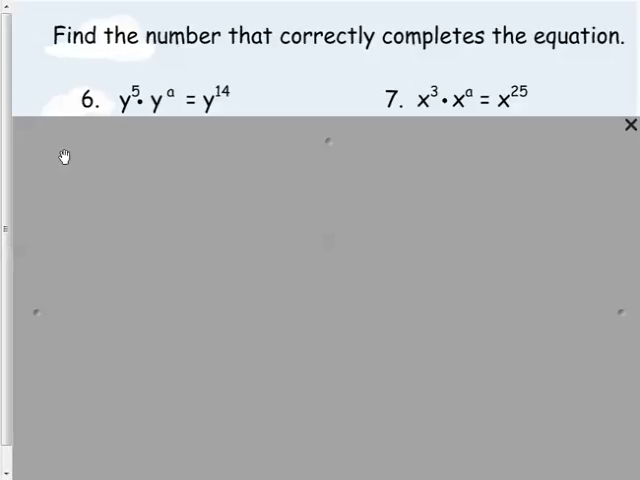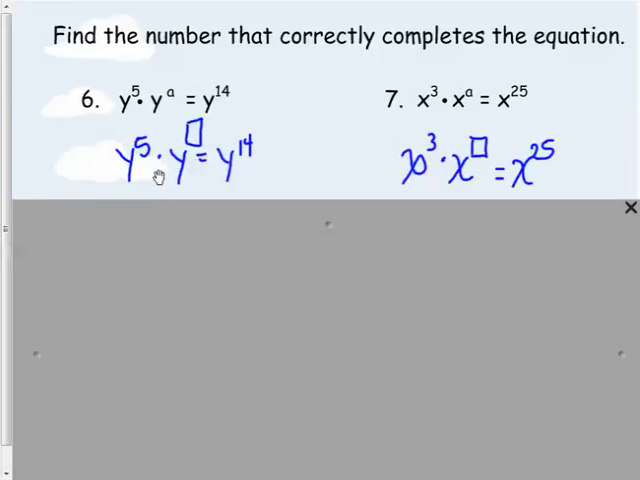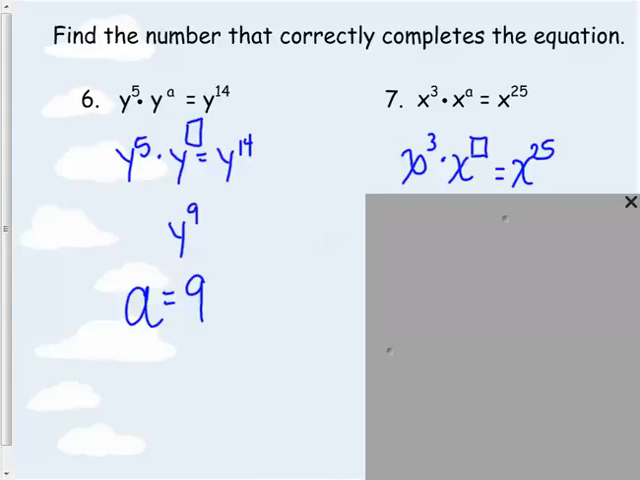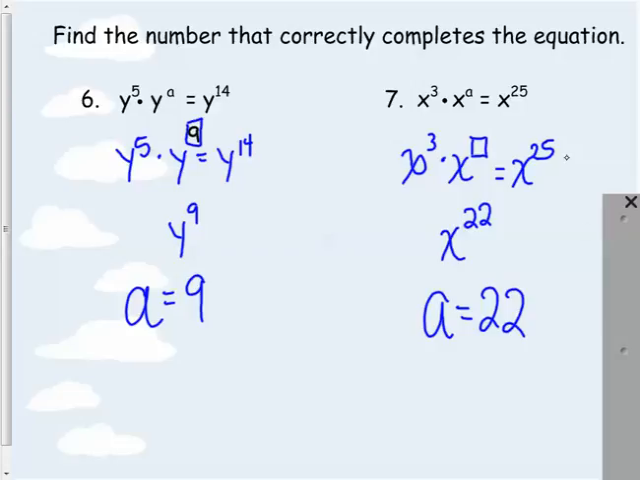All right, so find the number that correctly completes the equation. I want you to try this on your own, and I'll be back in just a second to show you what I did. You know the base is y, so what does a have to be in each situation? Red pen ready. All right, so what you're thinking is, what could I fill in here to make this a true statement? Over here, it would have to be y to the 9th power, because 5 plus 9 gives you 14. Over here, it would have to be 22, because 3 plus 22 gives you 25.